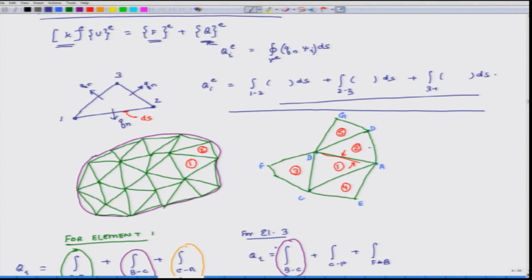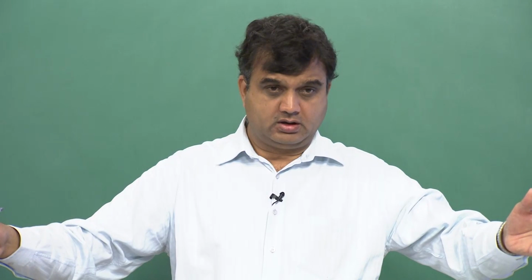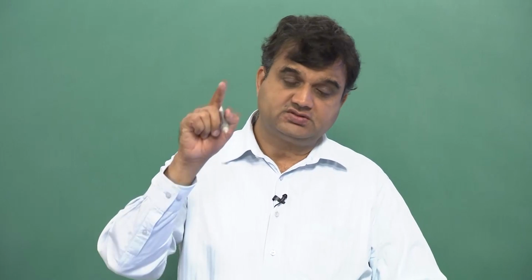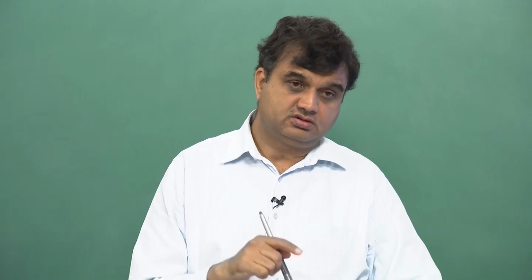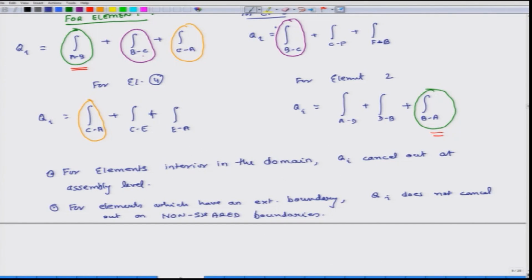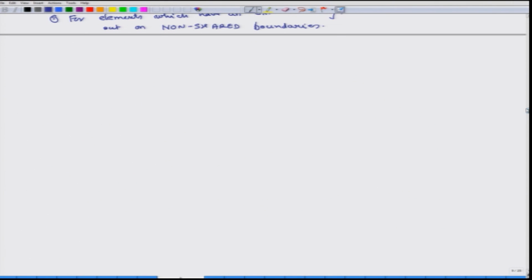So, here Q does not cancel out. So, we have to calculate Q only for this boundary, okay. So, in the overall mesh, we have to look at those boundaries which are exposed and which are not shared, and we have to calculate Q's only for those boundaries. This is important to understand. So, that is what we plan to do starting today.